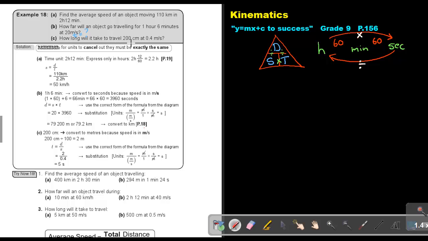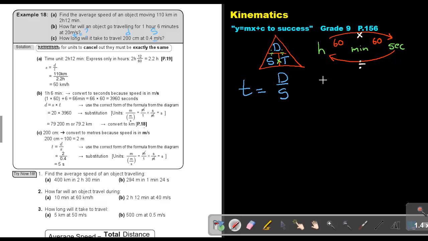Will it take to travel 2 centimeters? That's going to be the distance. That's going to be the speed. Now, just be careful. If the speed is in meters per second, then this centimeters must also go to meters. Okay. So, first, let's start. How long? How long will it take? So, it's time. They're actually asking me time. And time is distance divided by speed. But now, my distance must go to meters.